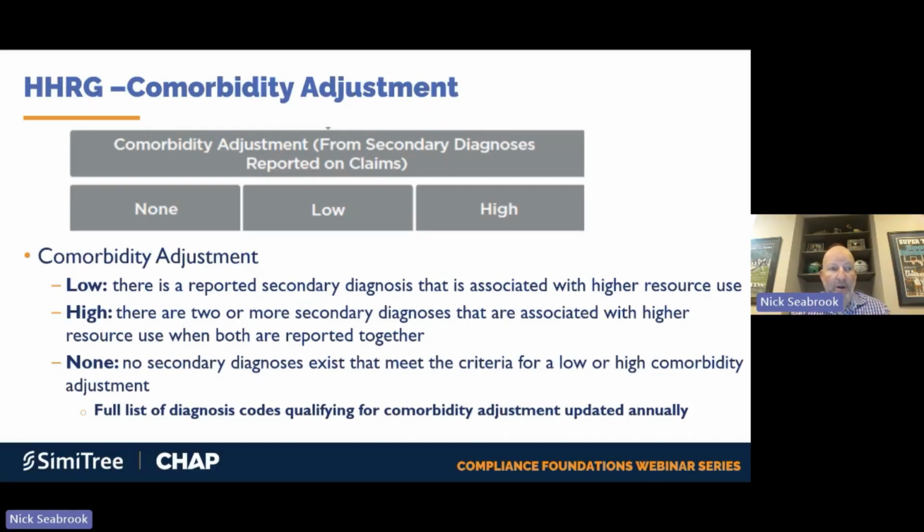And it's important to know that there are some diagnosis codes that don't fit into a clinical grouping. They would not be qualified for home health. So that's important to look at, number one.